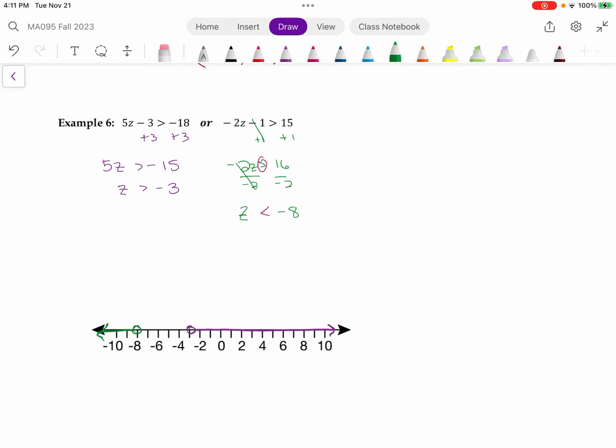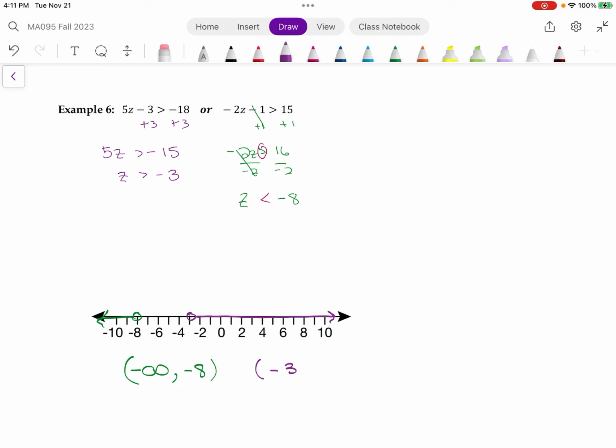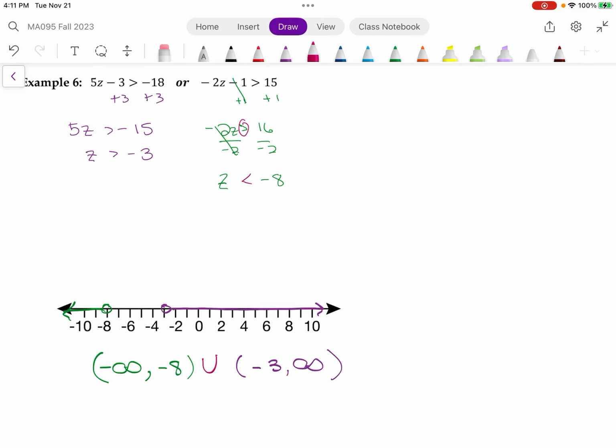So pause the video and figure out how you would write that in interval notation. All right, so I've got negative infinity up to negative 8, and I've got negative 3 up to infinity. Both are open circles, so they have open brackets, and there's going to be a union symbol in between because it's or. So remember, or means this.